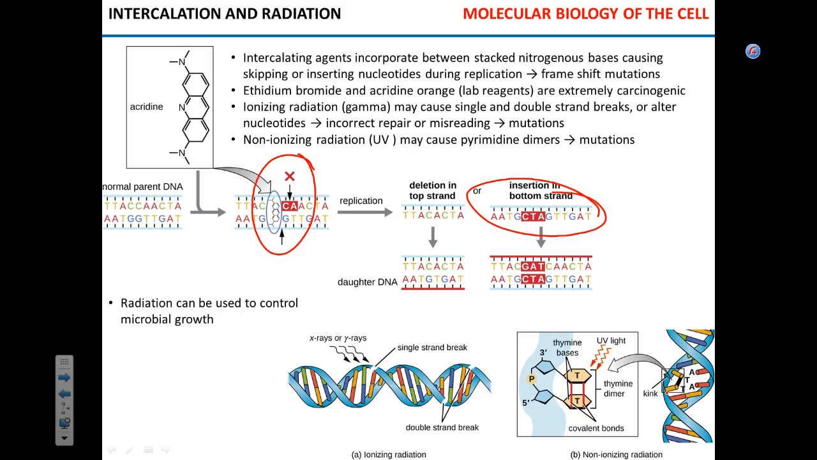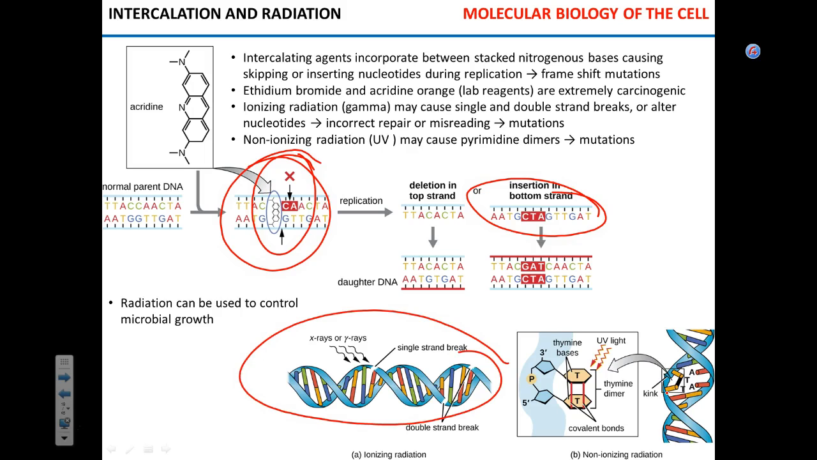Okay, so we talked about a few types of agents that can cause mutation: intercalating agents, that can cause the frame shift due to the altered structure of the double helix, and ionizing or non-ionizing radiation that can introduce strand breaks. Non-ionizing introduces the pyrimidine dimers, mostly thymine.